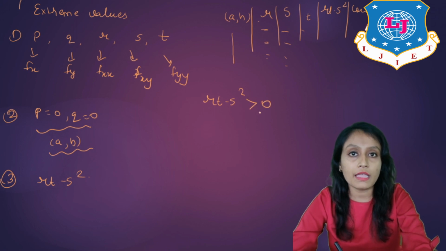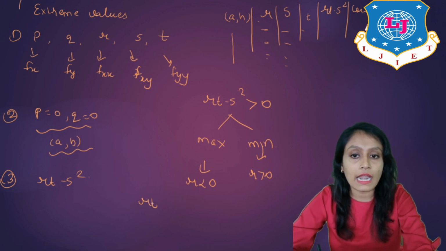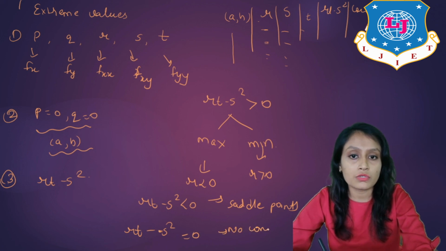If rt minus s square is greater than 0, we have two possibilities. Either the function is maximum or minimum. We will get a maximum for r less than 0 and a minimum for r greater than 0. If rt minus s square is less than 0, then we can say the points are saddle points. And if rt minus s square is equal to 0, then no conclusion.